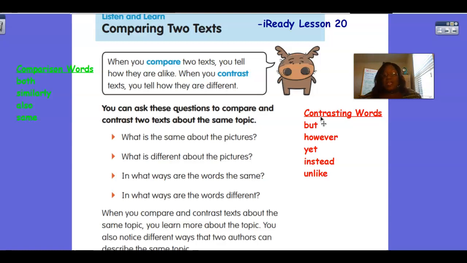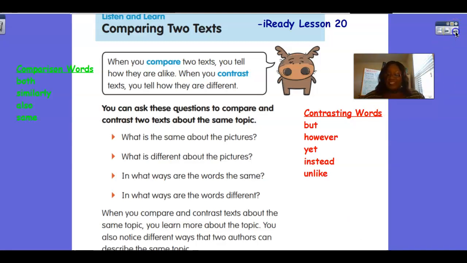When you compare and contrast text about the same topic, you learn more about the topic. For example, if you're going in to do research about recycling, you'll learn more about recycling by reading more than one article about that same topic. And when you do that, you'll be able to compare and contrast different ideas about that topic. You also notice different ways that 2 or 3 authors can describe or talk about or discuss the same topic.